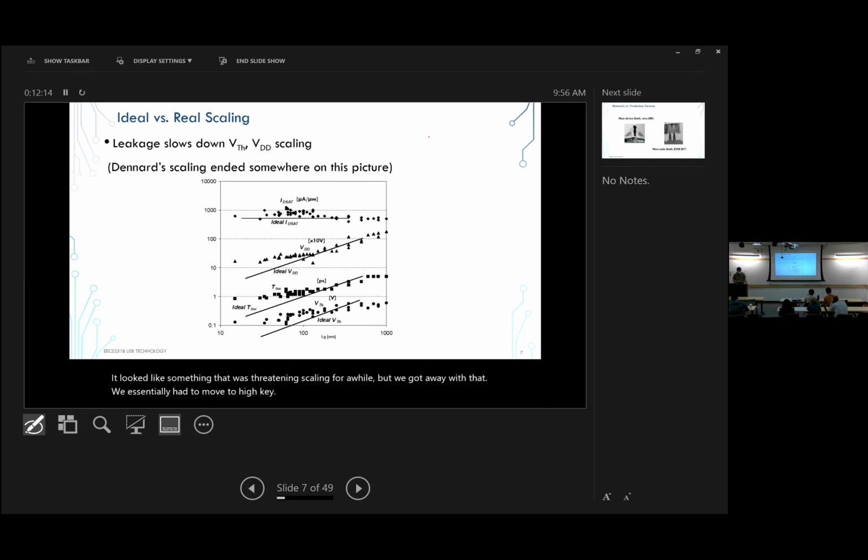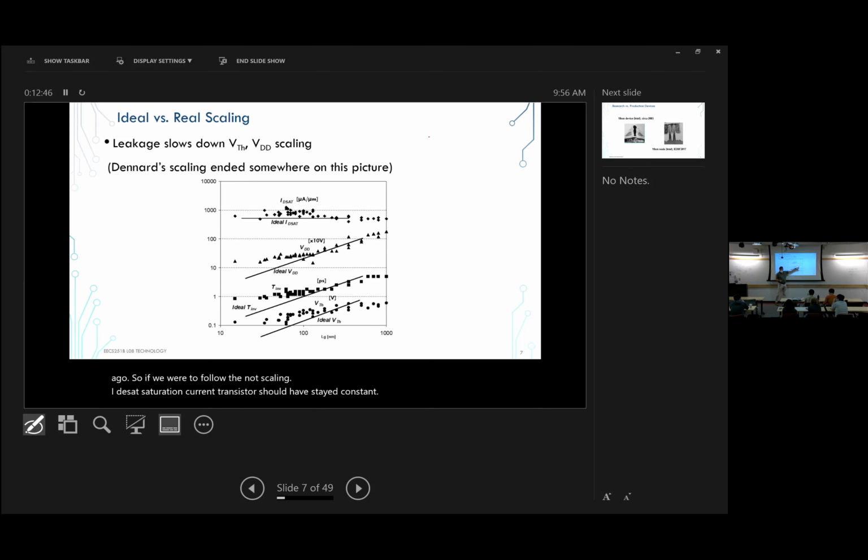If we look at what has been happening with the scaling over generations, you can see spots like these. This is showing the gate length scaling from about a micron down to somewhere about 10. This is a bit big to go, collected a long time ago. So if we were to follow the Dennard scaling, ID SAT, the saturation current of a transistor, should have stayed constant.